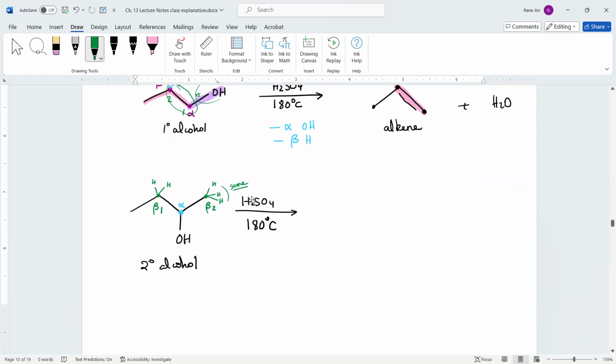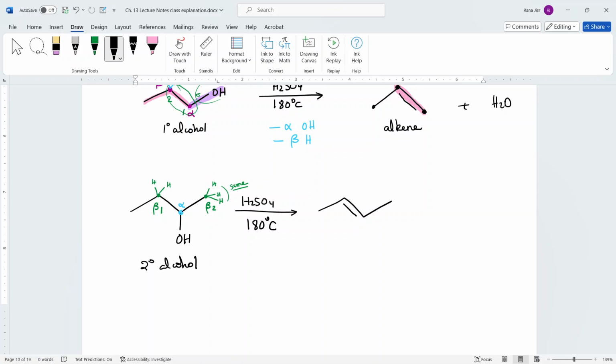Okay, I do have the elimination condition. Since I have 2 different beta carbons or beta hydrogens, then I'm going to end up having 2 alkenes in there. So this means that elimination can happen, and I can take the alpha OH and the beta 1 hydrogen and make the alkene over here. Or I can take the alpha OH and beta 2 hydrogen and make the alkene there. So I'm going to end up getting 2 alkene products.